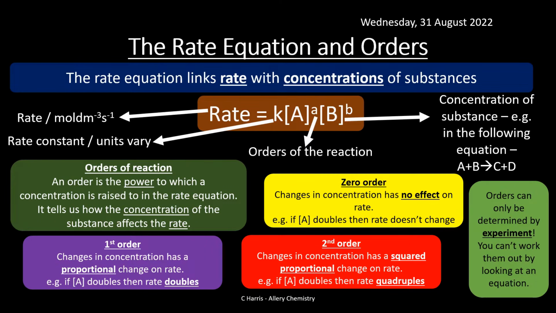Now, orders can only be determined by experiment. You can't just look at the equation and say that's first order, that's second order, that's zero order. We've got to use experiments to work out what these are. You'll see later on, when we come to a table of data with loads of different experiments that have been run, the exam board will want you to use this data to work out what the orders are. You cannot just look at a chemical reaction and say which one's first order, which one's second order, and which one's zero order, if any. So really important. But we'll look at some data to help you work this out.